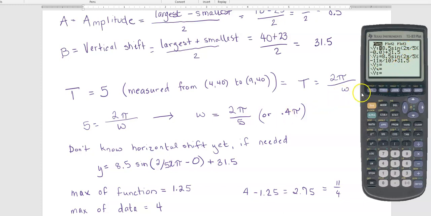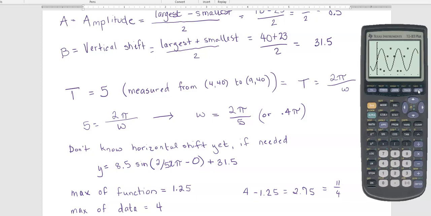Okay, I graph that, and you can see it's following the pattern, but they're not overlaying the data points. It's not showing the data points exactly. So if we take a look, there's a horizontal shift that we've got to deal with.